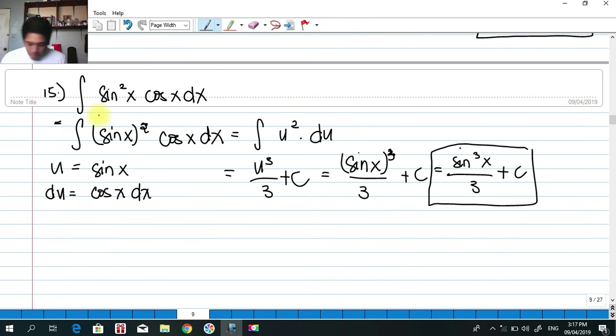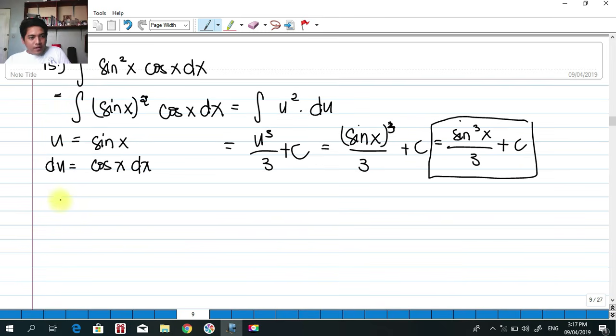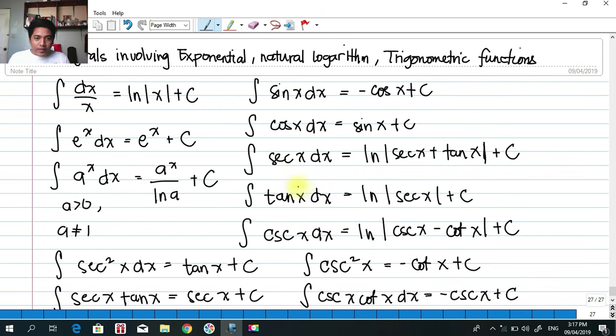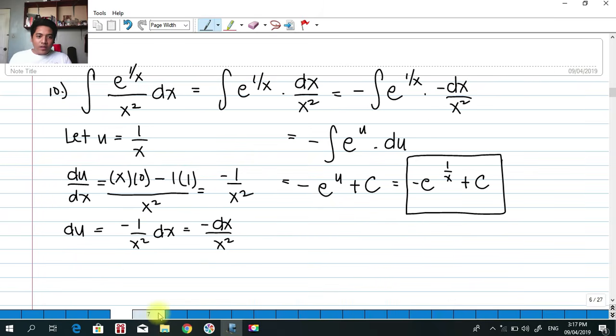Okay, for number 16, the integral of tangent x dx. We know that the integral of this is equal to the natural logarithm of secant x plus c. According to our formula here, the integral of tangent x dx is equal to the natural logarithm of the absolute value of secant x plus c. But we're going to prove that.